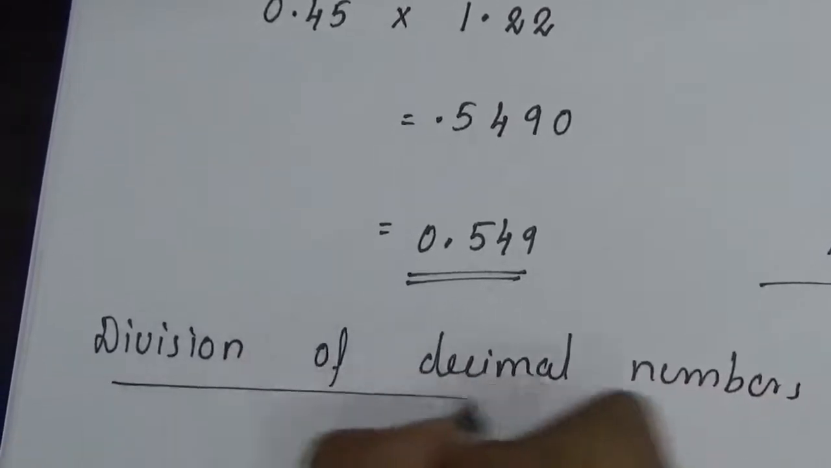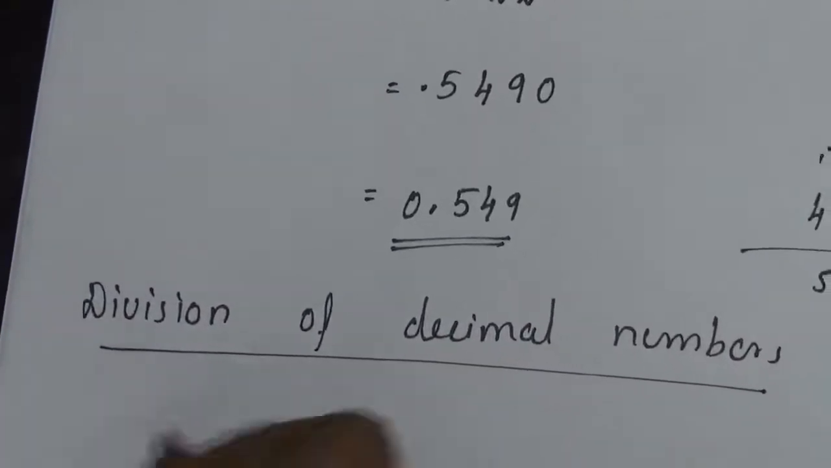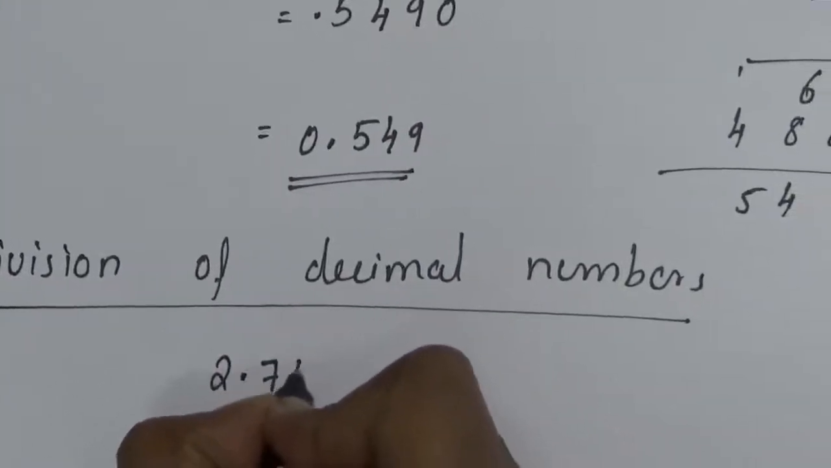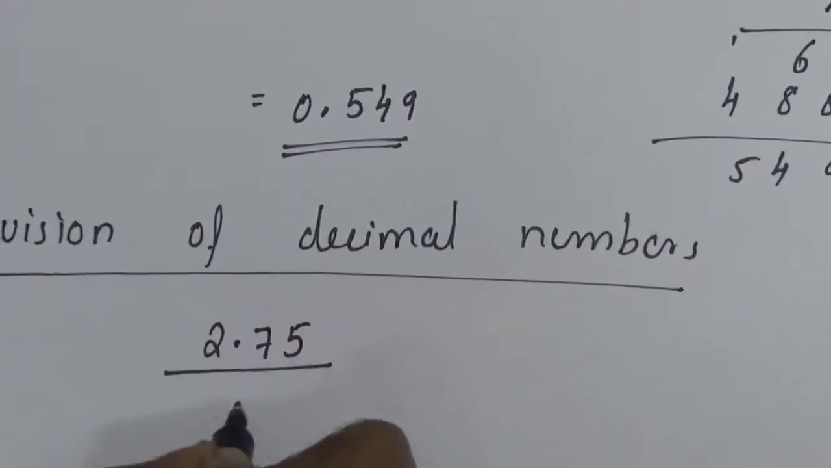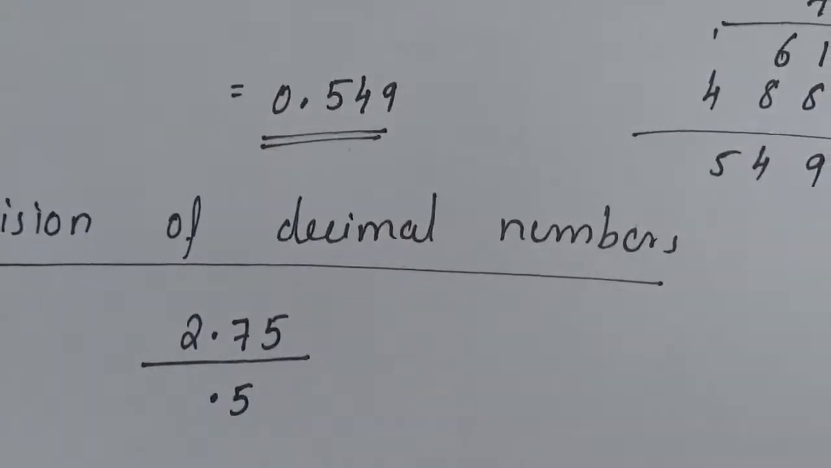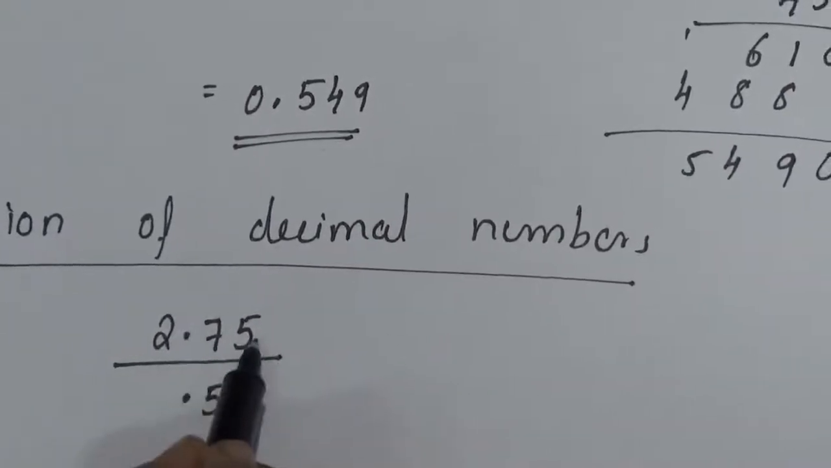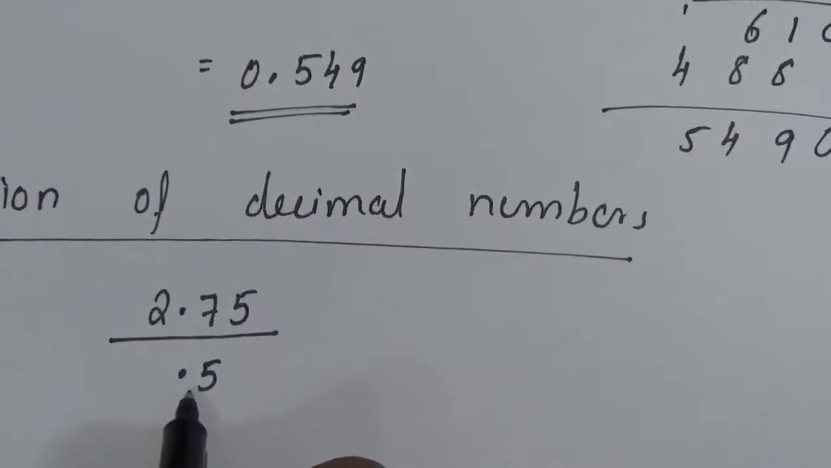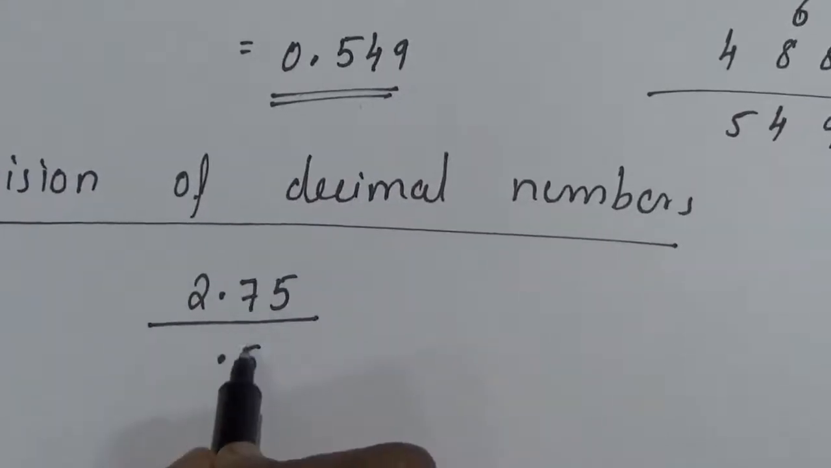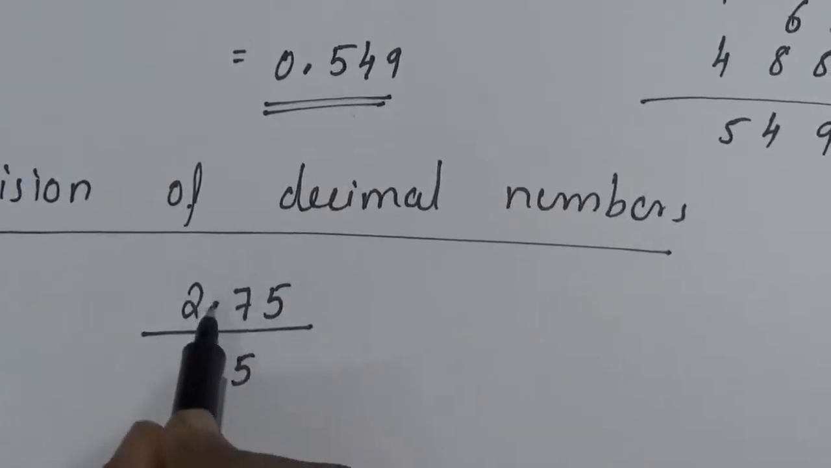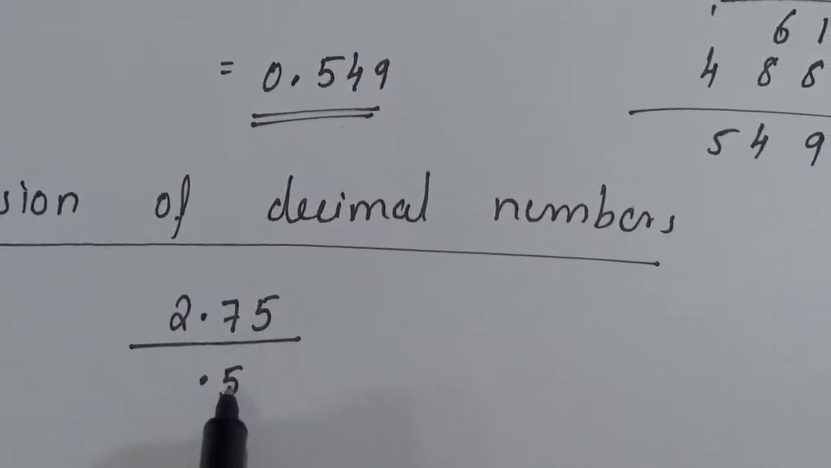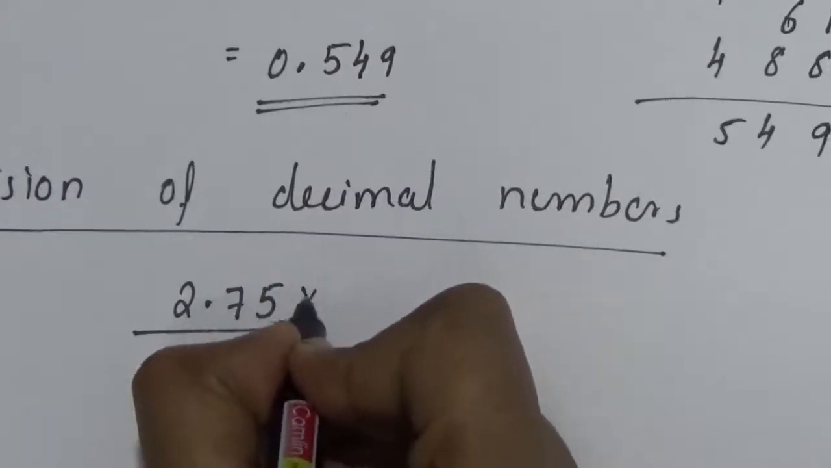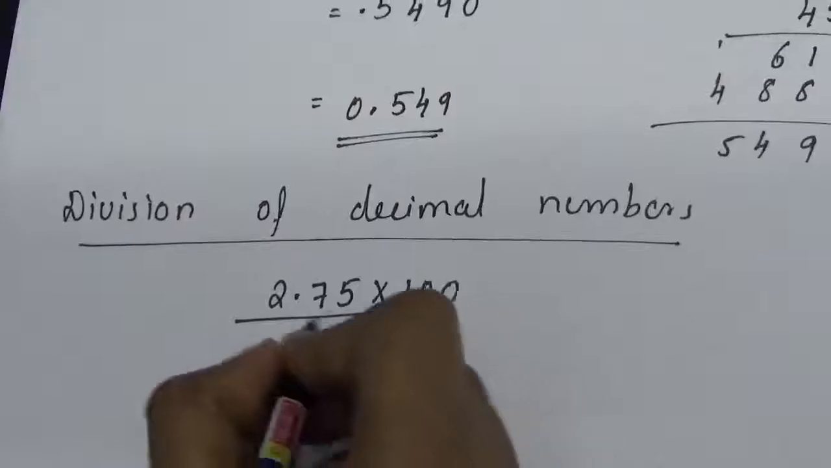Okay, similarly we can do division of decimal numbers also. Suppose you want to divide the numbers 2.75 divided by 0.5. Okay, so here we have 2 decimal places, here we have 1 decimal place. So first we need to make the decimal numbers as whole numbers. For that, we can multiply these 2 numbers by 100. So this 0.5 also should be multiplied by 100.